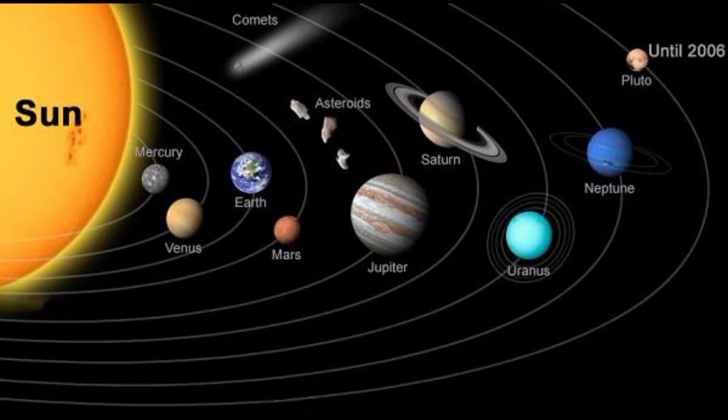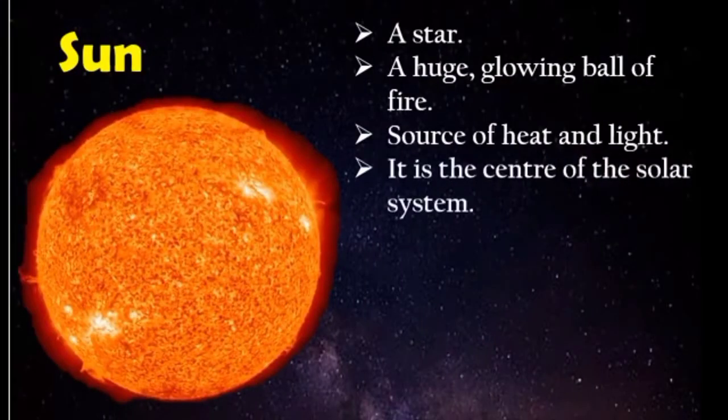The solar system. What is the solar system, students? We can say that the sun and its family is called the solar system. There are 8 planets in our solar system. The solar system is made up of all the planets that orbit or revolve around the sun. Okay? So first we will learn about the sun.